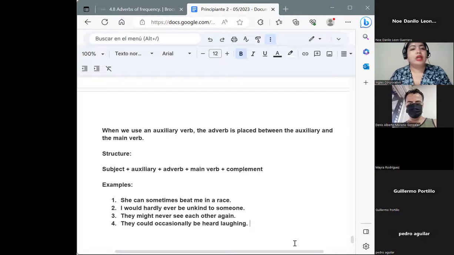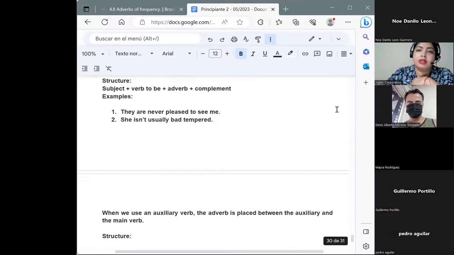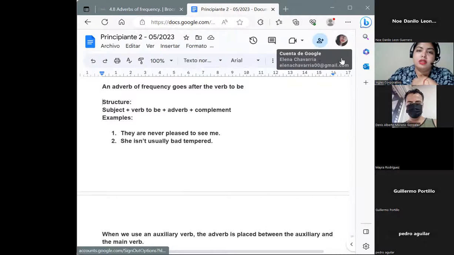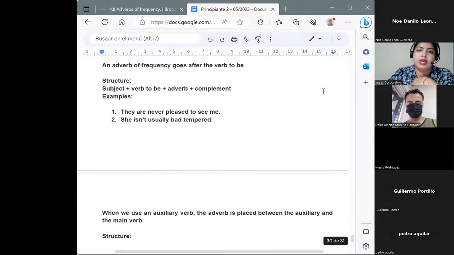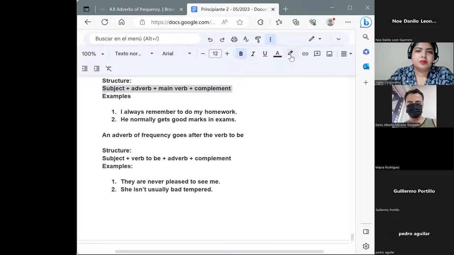Now, we are going to do a little activity. Vamos a hacer una pequeña actividad. Vamos a escribir dos oraciones diferentes. Una con la primera estructura. Vamos a ponerlo por acá. I think I can do this one. Like this. Vamos a ver, esas dos de acá. This one. And this one.